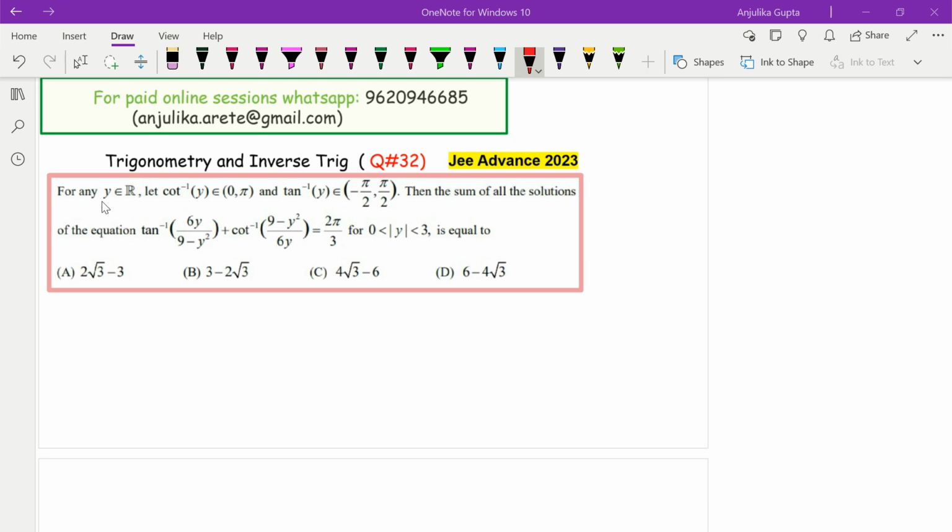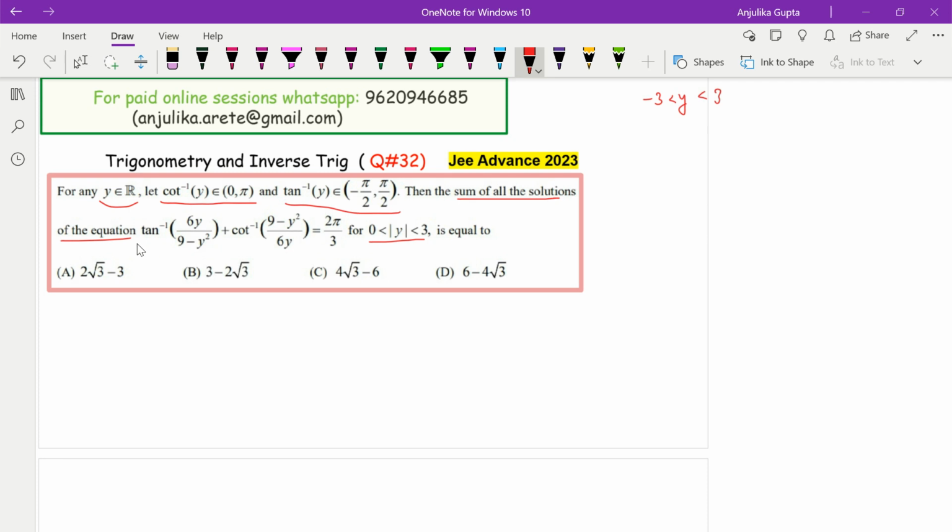Given to you is y is a real number. Cot inverse y lies in this range, which you already know. Tan inverse y is here, that also you know. Now they are asking the sum of all the solutions of this equation for modulus of y lies between 0 and 3. What does that mean? Modulus of y lies between 0 and 3. That means y lies between negative 3 and 3.